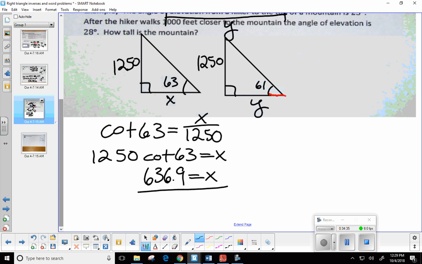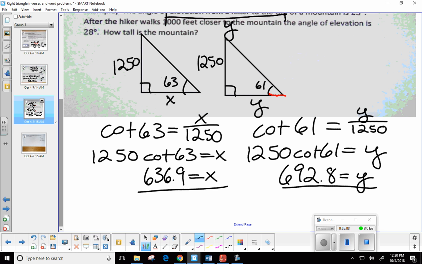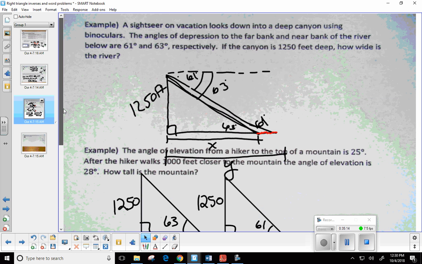Then we'll do the exact same thing for this one because it's the exact same sides, just a different angle. So we plug in cotangent 61 this time equals Y over 1250. Then we multiply it out: 1250 cotangent 61 equals Y. What does Y equal? 692.9. Yes, 692.9 equals Y.